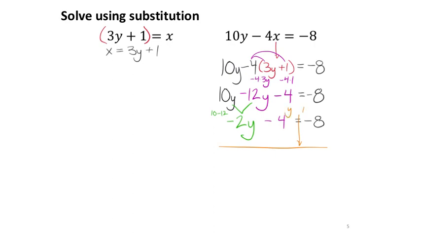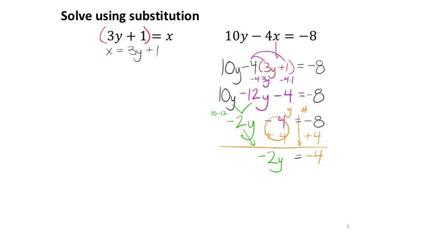So I'm going to put y's on the left, numbers on the right. So negative 2y is a y, so it can stay there, but the negative 4 doesn't have a y. It must be zeroed out. So add 4, but if you do it to one side, do it to the other side as well. So that'll zero out, just as we planned, and then we can drop the negative 2y. And now this equals negative 8 plus 4, which is negative 4.